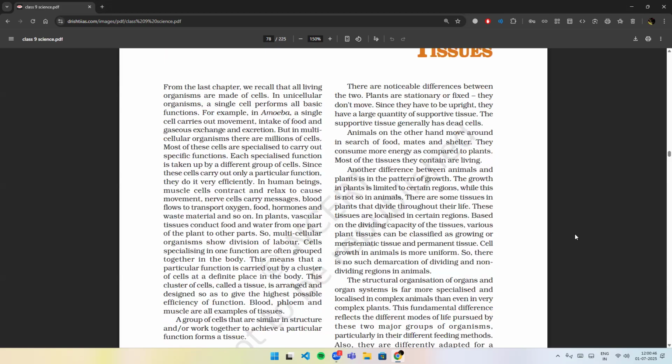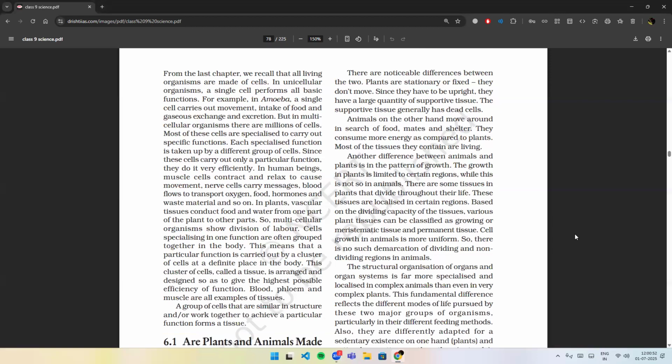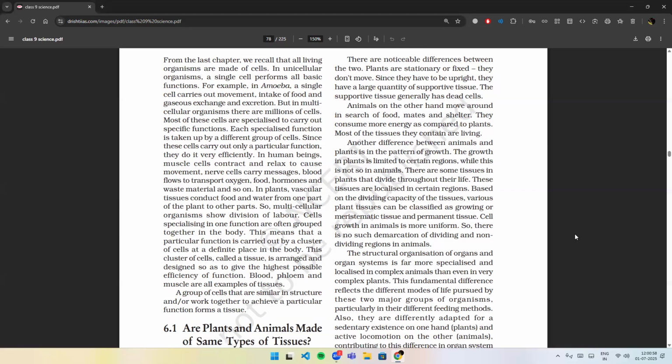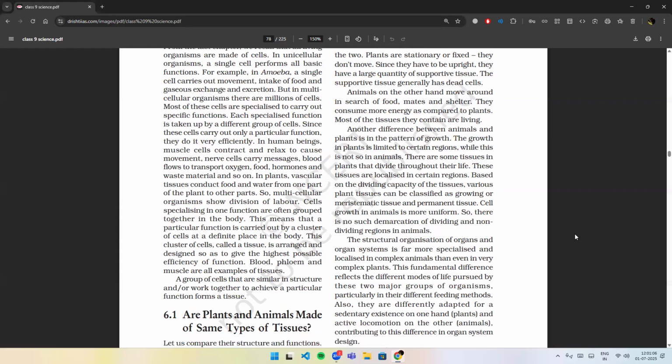In human beings, muscle cells contract and relax to cause movement. Nerve cells carry messages, blood flows to transport oxygen, food, hormones, and waste material, and so on. In plants, vascular tissues conduct food and water from one part of the plant to other parts. So, multicellular organisms show division of labor.